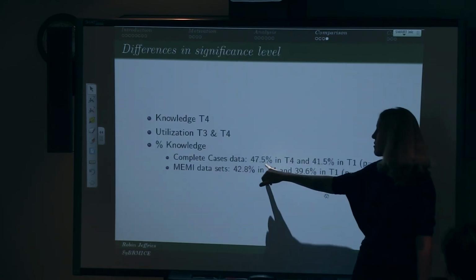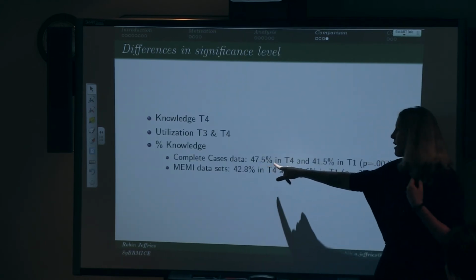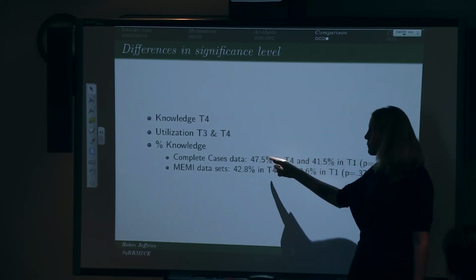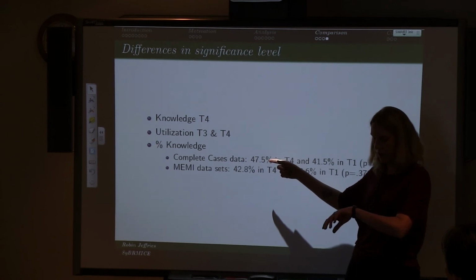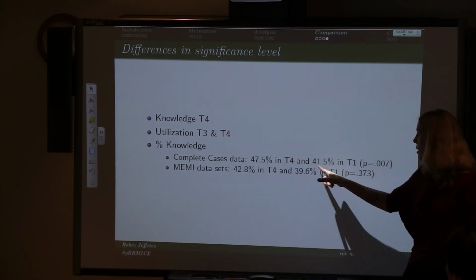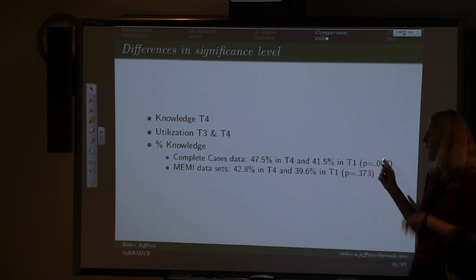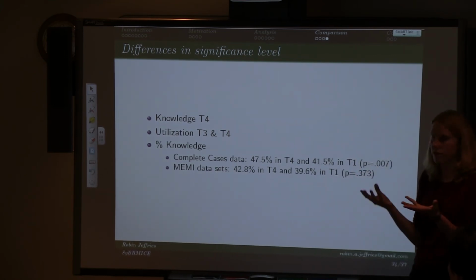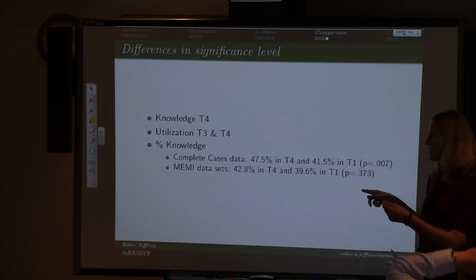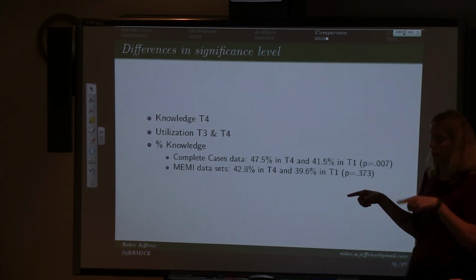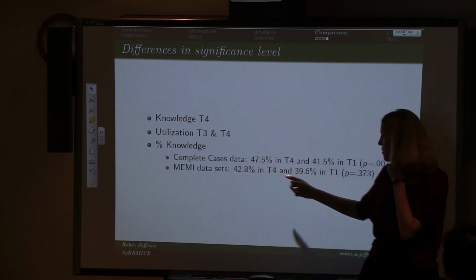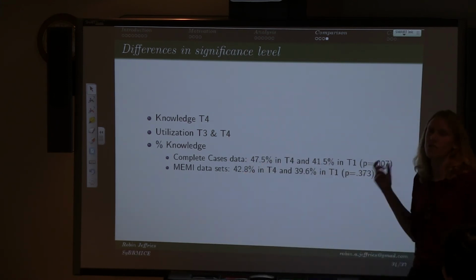And as I mentioned, if we look at the complete case, the estimated percent of students who know about the CAP was 47.5 in year 4 compared to 41.5 in year 1, and that's a significant difference in proportions. But if you look at the estimates on the multiply edited imputed data sets, we're now looking at 43% versus 40%, which is not different.